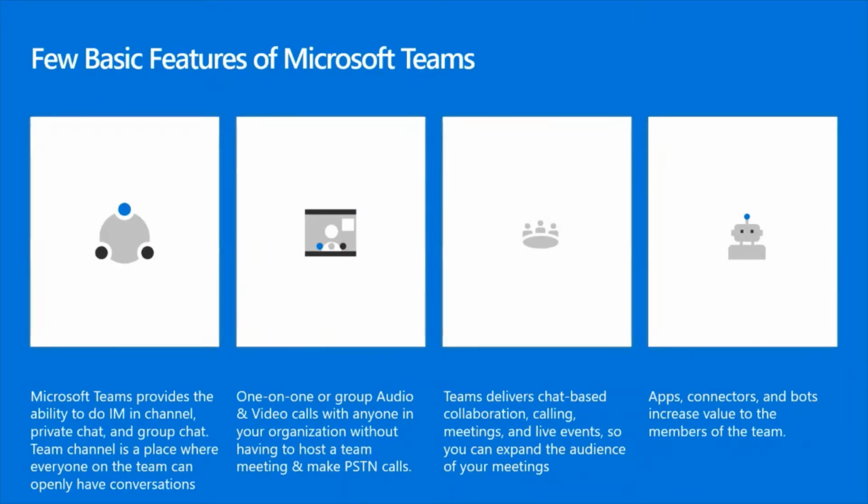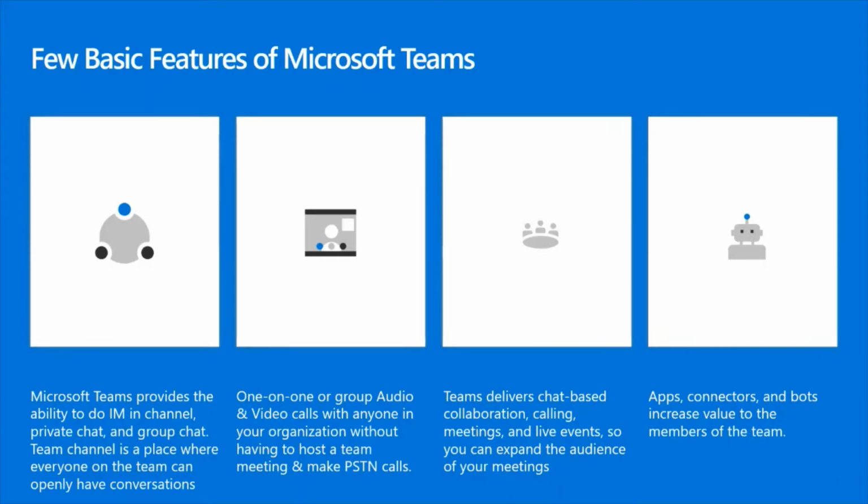Now, we'll talk about a few basic features of Microsoft Teams. Teams provides features like collaboration and IM. Teams provides the ability to do IM in channels, private chat, and group chat. A Teams channel is a place where everyone on the team can openly have conversations. Private chats are only visible to those people in the chat, and files that you share in a private chat are stored in OneDrive for Business. All the permission sets respect SharePoint permissions.